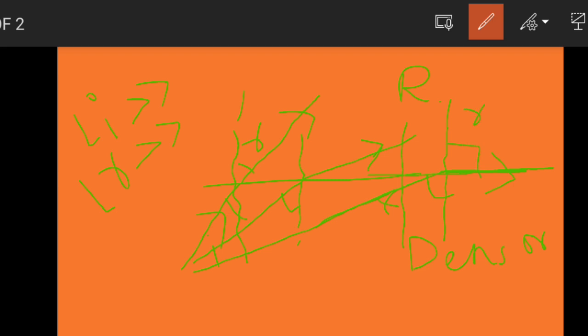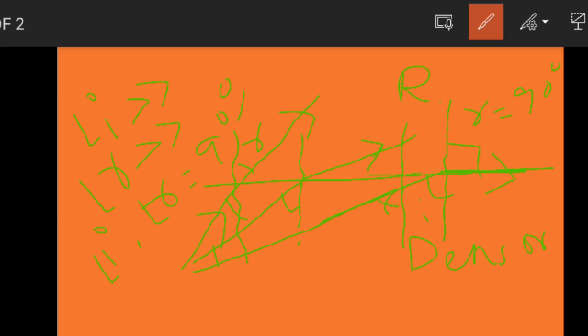Now here, angle of refraction, how much can we say? 90 degrees. Angle of refraction is 90 degrees. Now this angle of incidence at which the refracted angle becomes 90 degrees, we call as critical angle. What is the critical angle? The angle of incidence at which the refracted angle is 90 degrees, we call as critical angle.